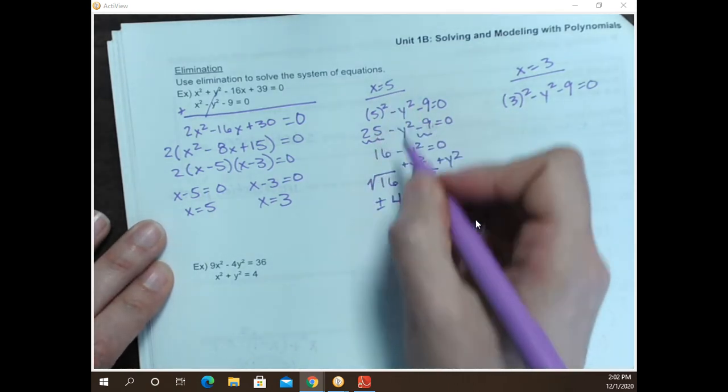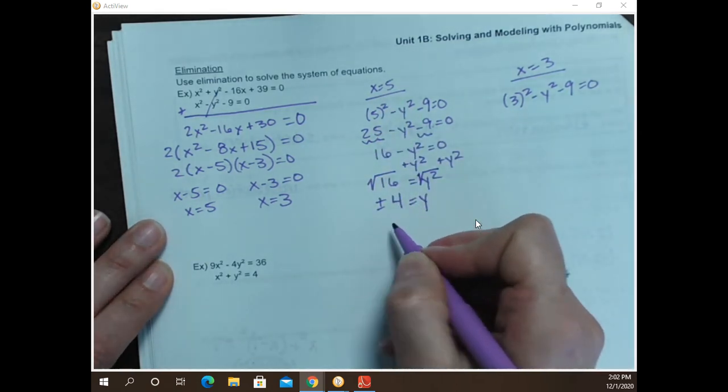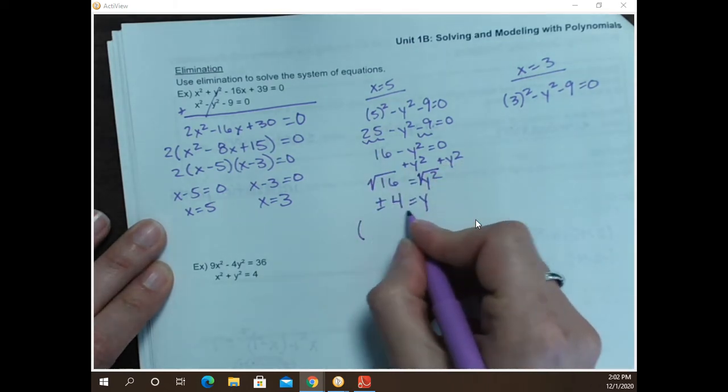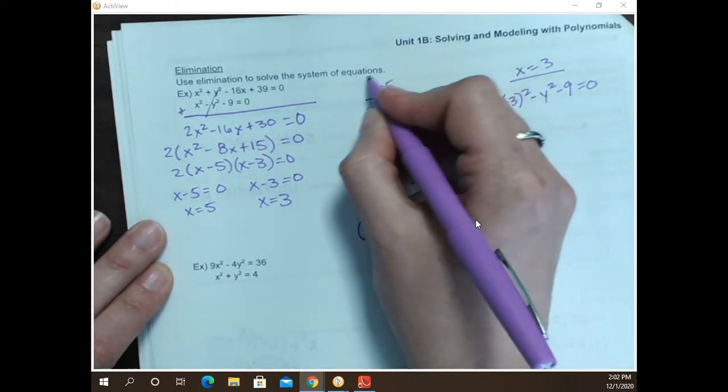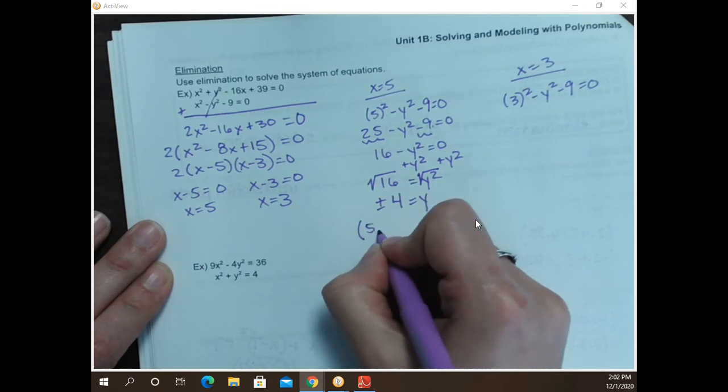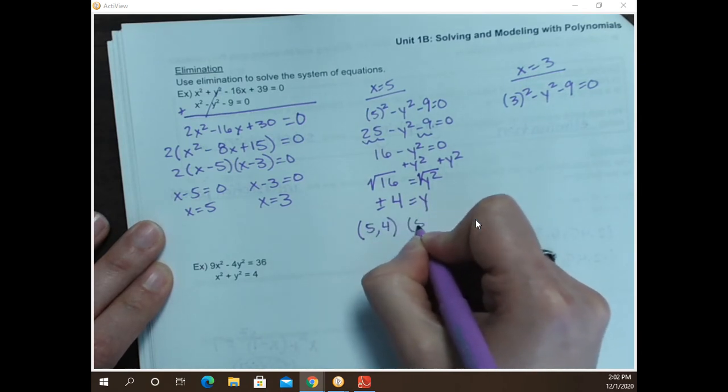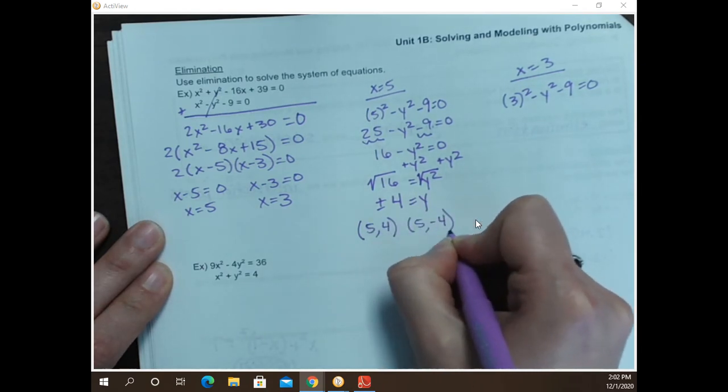So when x is 5, y could be positive 4 or negative 4. So I actually get two intersection points, two solutions when x is 5. So 5 comma positive 4, and then 5 comma negative 4.